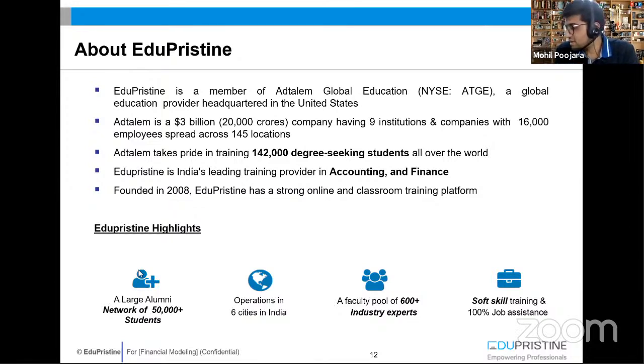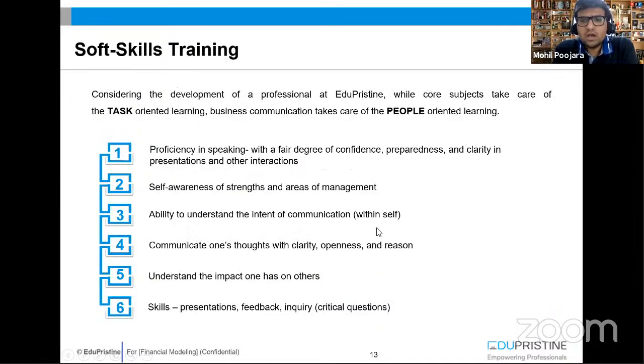Looking at the potential of EduPristine, it was taken over by AdTelem Group, which is a huge global education provider in the US with about $3 billion in valuation and having about 9 institution companies and 16,000 employees spread across the globe. And they are across 145 locations. So that's a brief highlight about EduPristine.